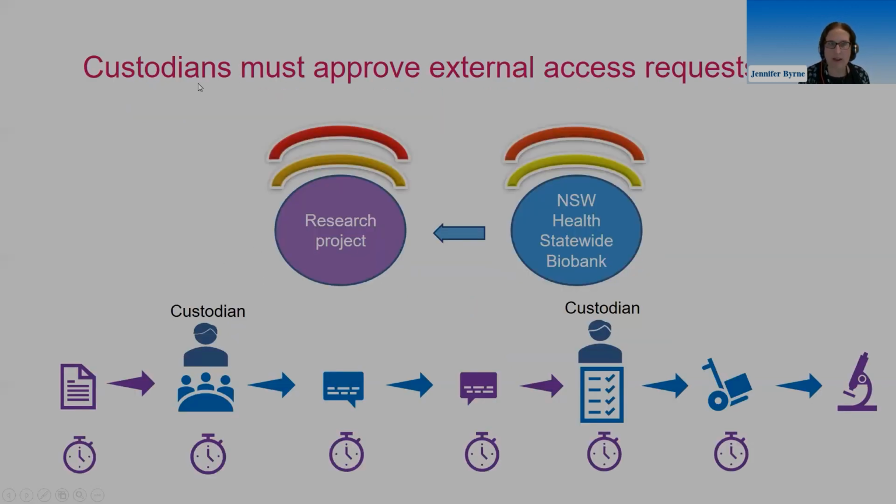In contrast, if other researchers want to access samples in the Statewide Biobank that have been placed there by other custodians, the custodian must approve those external access requests. And in that way, the custodians don't feel that they have lost control of their samples. They remain in control and they have a veto vote as to whether samples go to external researchers or not.